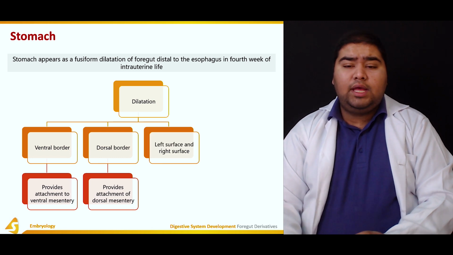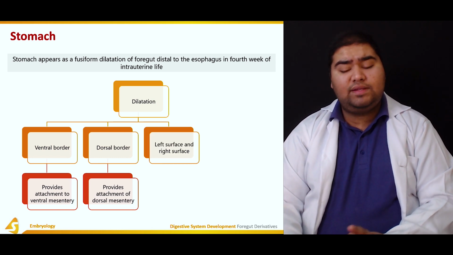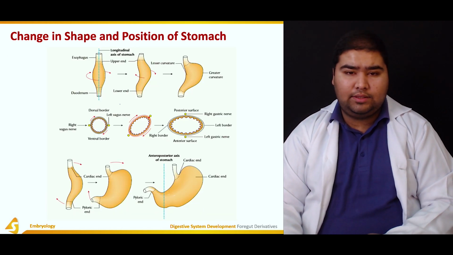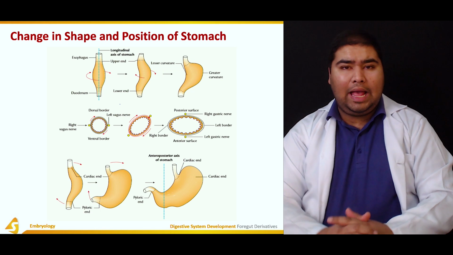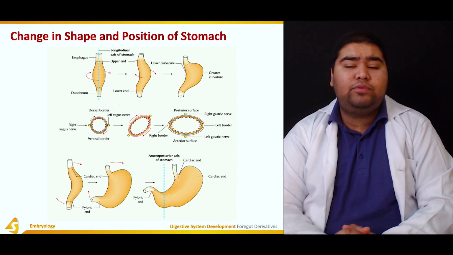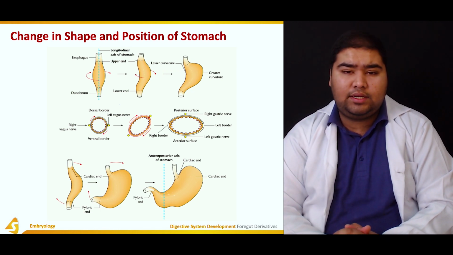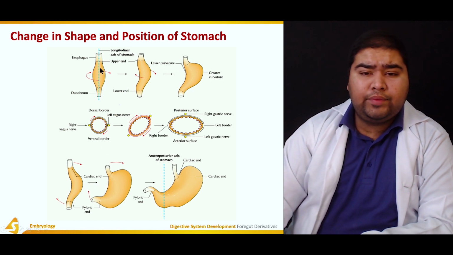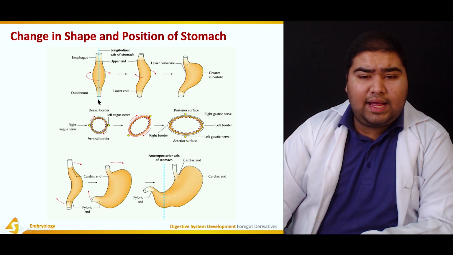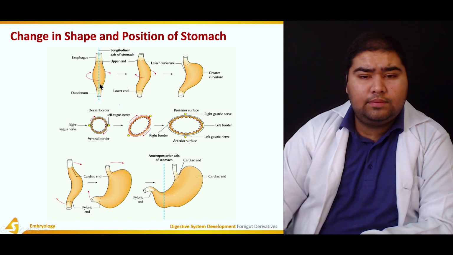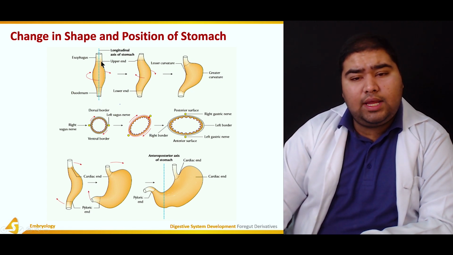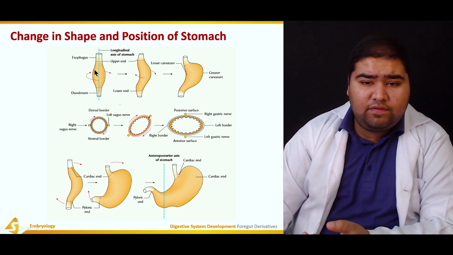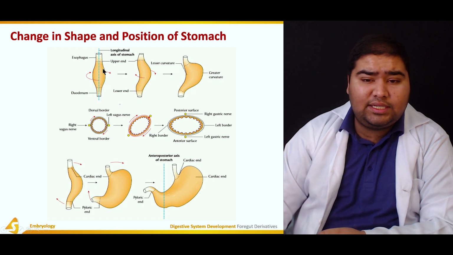Then moving on, it also has a left surface and a right surface and an upper and a lower end. So now, how is the adult shape and position of the stomach attained? If you see in this figure, this is the longitudinal axis of the stomach. So in the stomach, there's growth in this fusiform tube. This is the fusiform tube, this dilated portion.